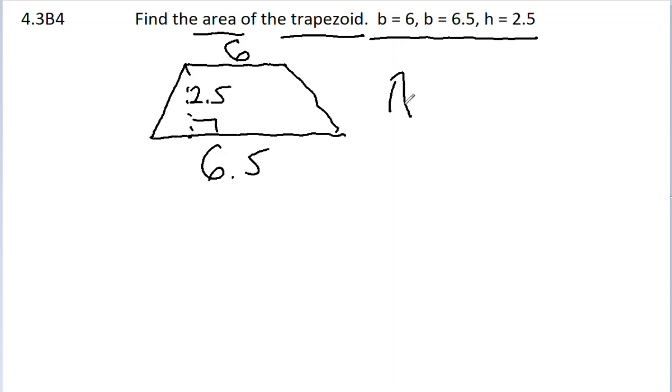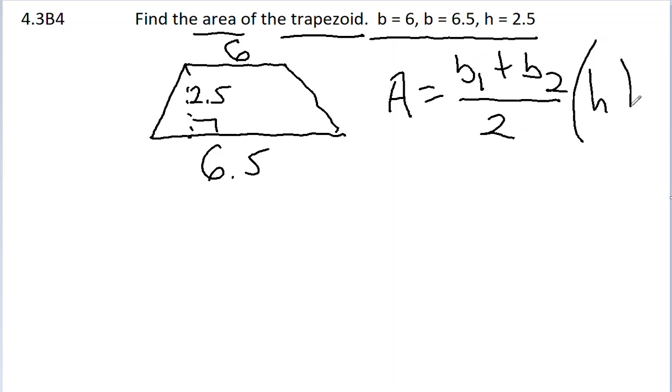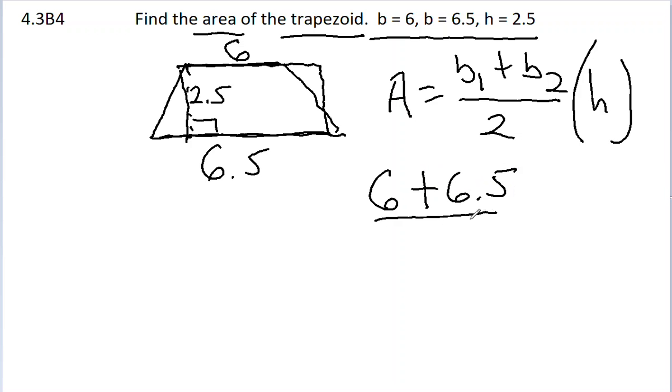Hopefully you've memorized by now that the area of a trapezoid is base 1 plus base 2 divided by 2 times the height. We find the average of the bases because that average will work itself out to be a rectangle of sorts if we played that out. But let's just go with what we got here. Let's go base 1 plus base 2 divided by 2 times the height.